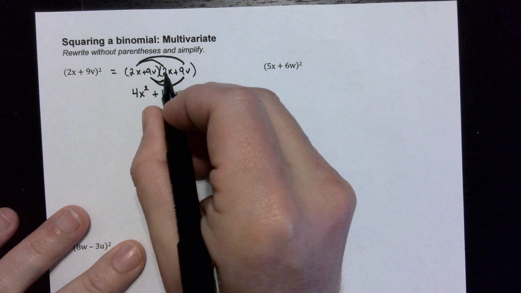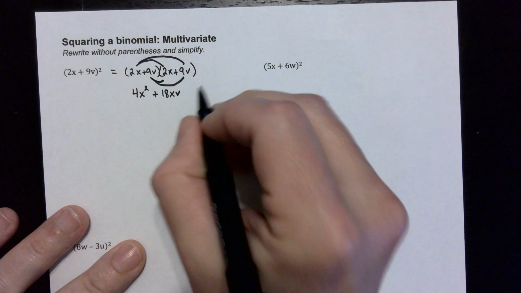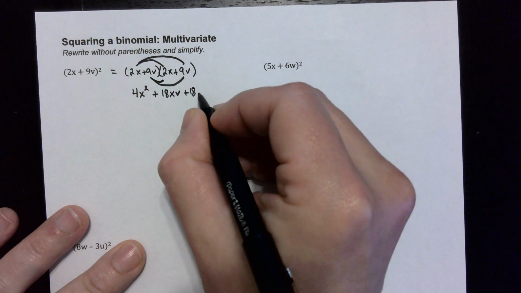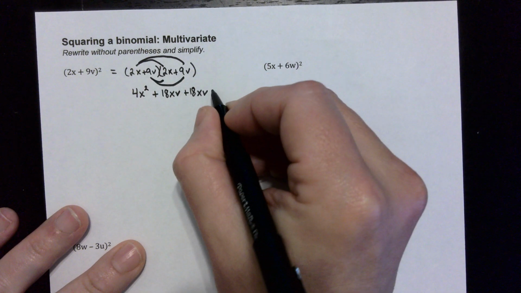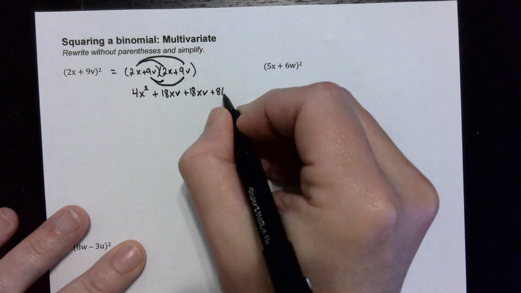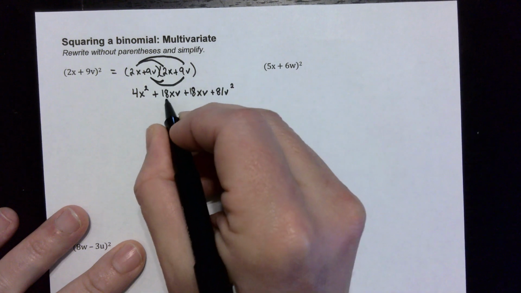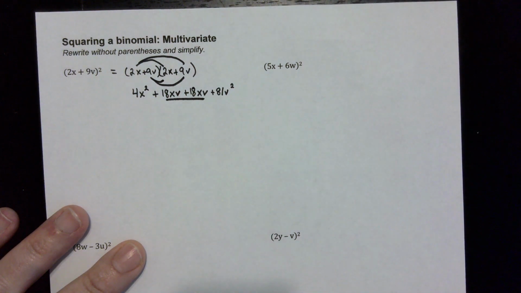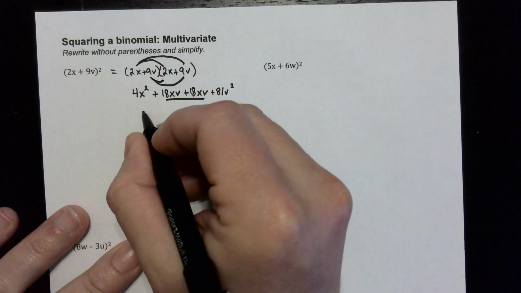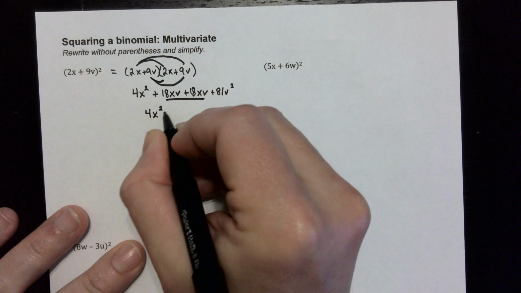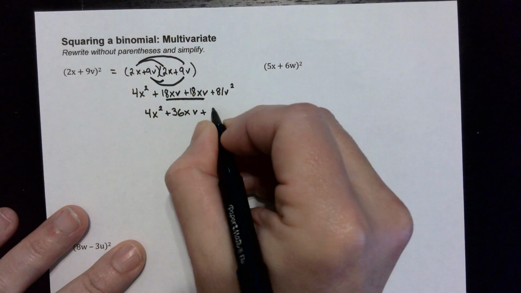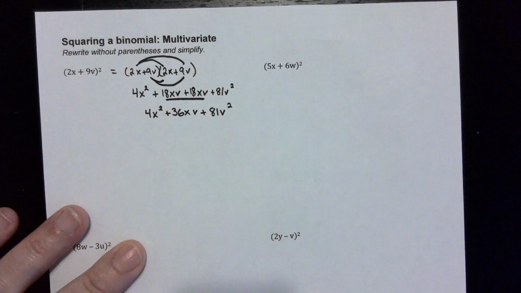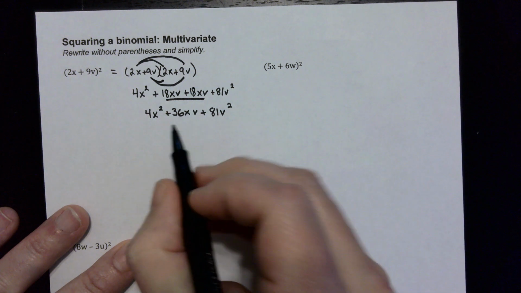Then we have 9v times 2x. So again, 2 times 9 is 18, and then we have xv. And then finally, we've got 9v times 9v, which is 81. It's 9 times 9, v squared. We are going to combine these two terms in the middle. So 18 plus 18 is 36. So we get 4x squared plus 36xv plus 81v squared. There's the answer to that one.